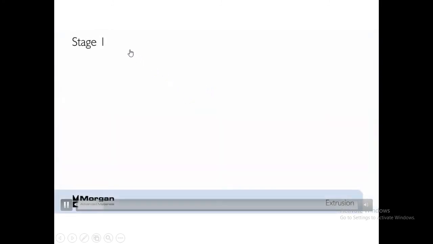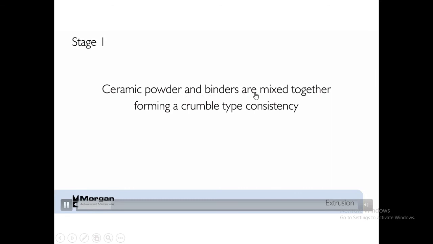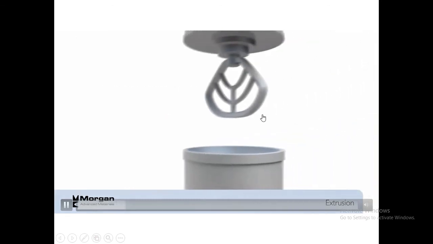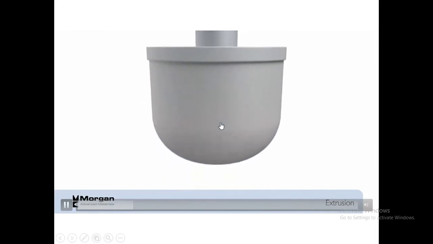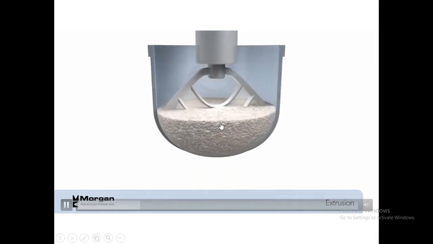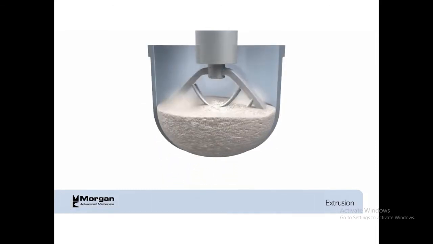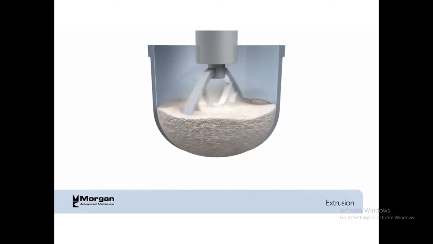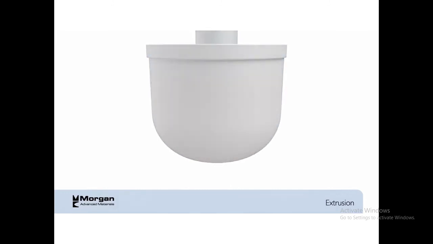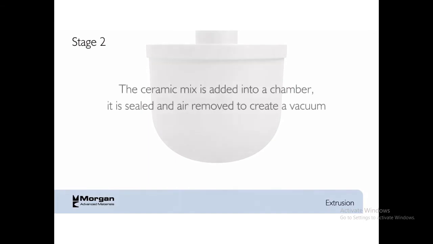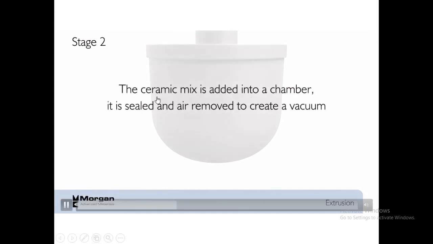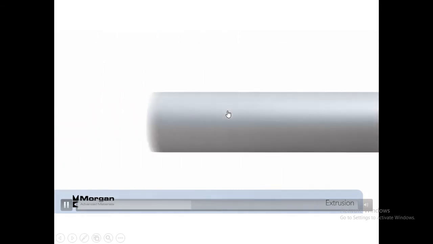Initially the first stage is where the ceramic powders and binders are mixed together forming a crumble type consistency. You can see how the mixture is taking place. The crumble type consistency will be maintained here, the mixture of ceramics and binder. Stage 2 is where the ceramic mix is added into a chamber, it is sealed and air removed to create a vacuum.